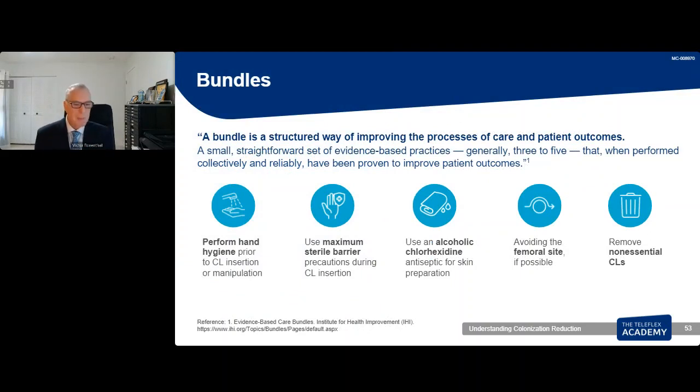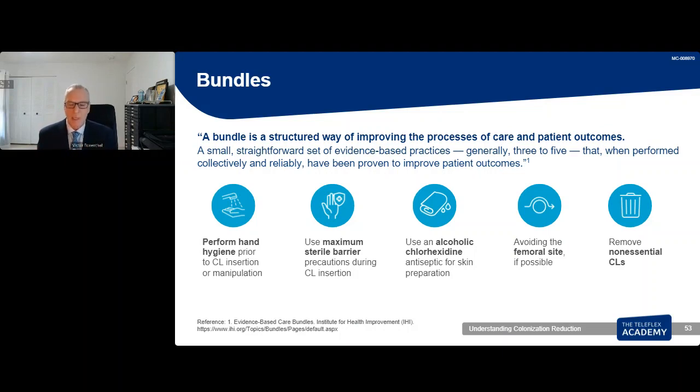Bundles. You may remember that in 2006, a critical care specialist called Peter Pronovost published a nice paper in the New England Journal of Medicine. He conducted a study in Michigan in more than 100 hospitals, and they reduced the rate to 0, applying 5 interventions. Hand hygiene before insertion and manipulation, maximal barrier during insertion, alcoholic chlorhexidine for skin antisepsis during insertion, avoid the femoral site, and remove non-essential catheters. He applied all these together, and they reduced the rate.